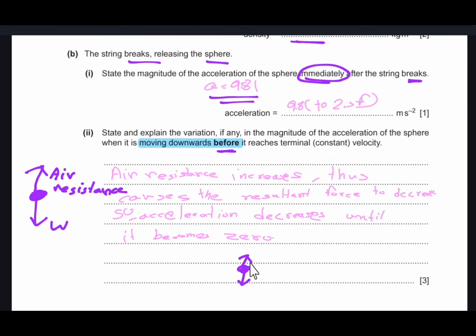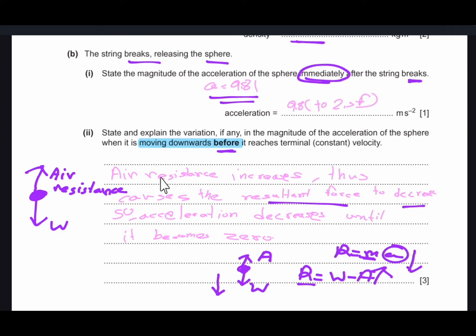As air resistance increases, this causes the resultant force to decrease. Weight remains constant but air resistance increases. Therefore we know that resultant force is equal to weight minus air resistance, as it is moving downwards. Since resultant force decreases, and resultant force is equal to mass into acceleration, mass remains constant and acceleration also decreases.